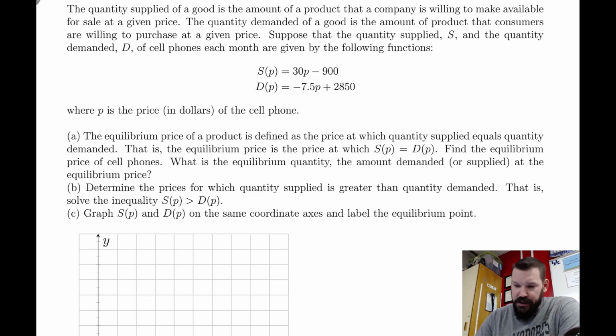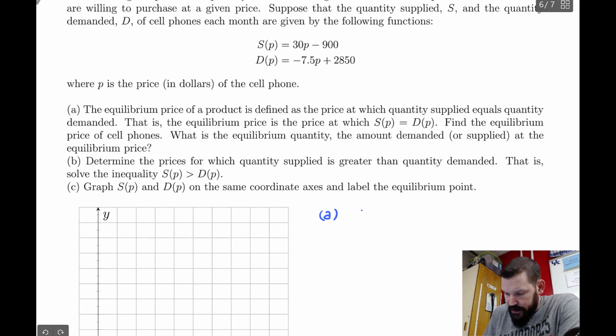So with this example that we're looking at, we're talking about supply and demand, and these two particular equations, the S of P gives the supply of the cell phones, and then the D gives the demand of the cell phones each month, and P is the purchase price. And what we want to look at for part A is called the equilibrium. So the equilibrium is when the supply meets the demand, and so basically that's just when those two equations are equal to one another.